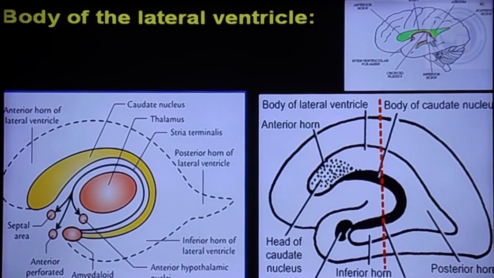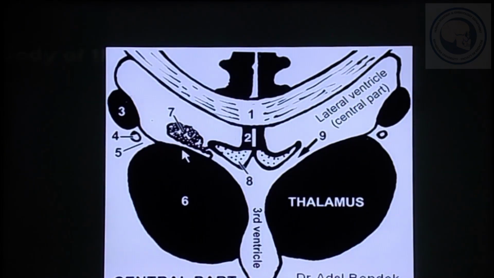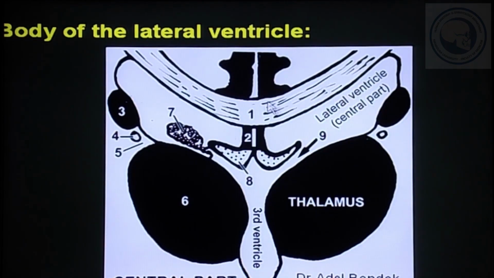What about the choroid plexus? I told you before that the choroid plexus was present in the floor of the body also. So the floor will be made of thalamus, body of caudate, structures in between, and also the choroid plexus. What about the roof? I told you that the roof is formed by the body of corpus callosum. So we can draw the body of the lateral ventricle. This is the roof. This is body of corpus callosum. What about the floor? From lateral to medial, you have body of caudate, number 3, then the thalamus, number 6. And in between, we have structures like stria terminalis and thalamostriate vein.